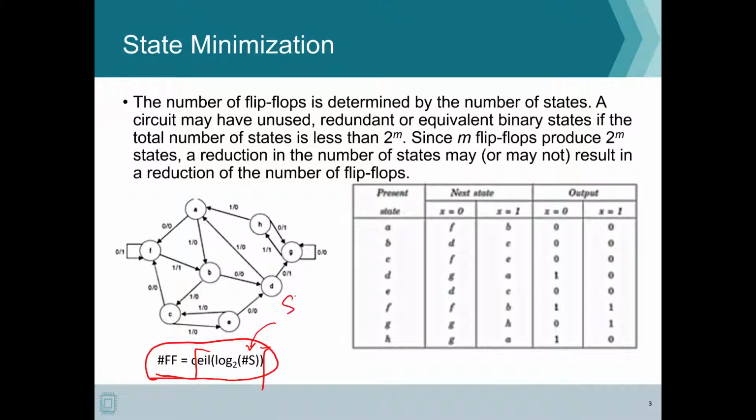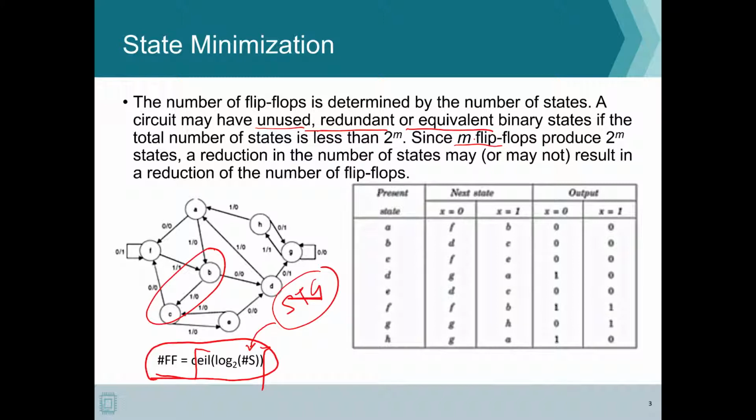For a particular given problem, when we derive the state transition graph, we usually have a larger number of states, and in some cases we have unused states, or they might be redundant, or in certain cases they might be simply equivalent. So you can merge two states together because they are equivalent. As long as the total number of states is less than 2^m, where we have m flip-flops, then we can get an optimized FSM circuit.